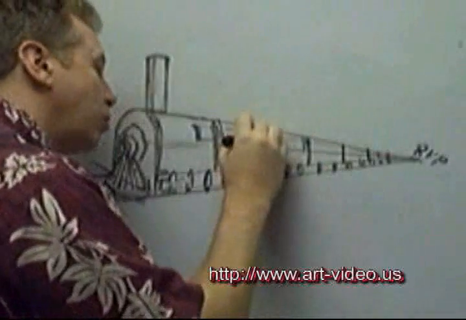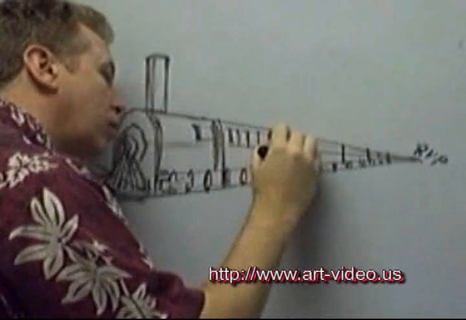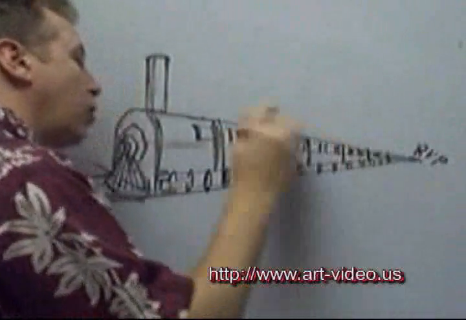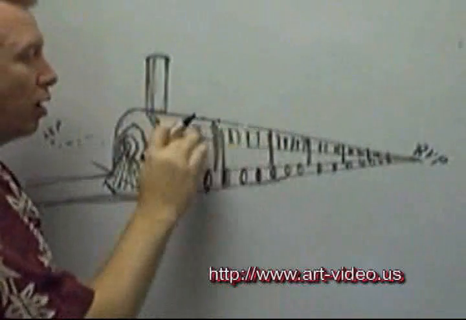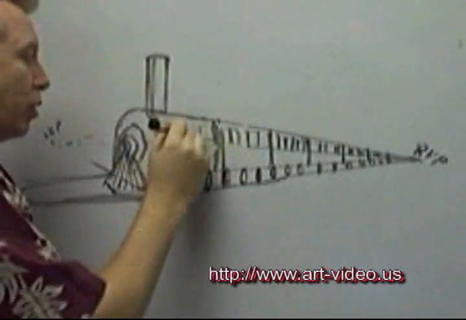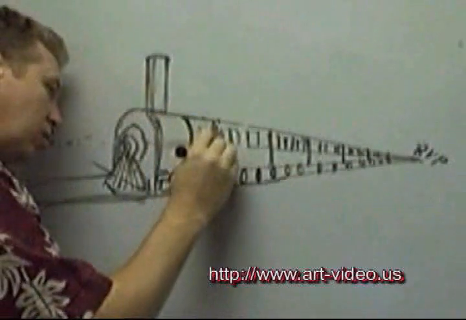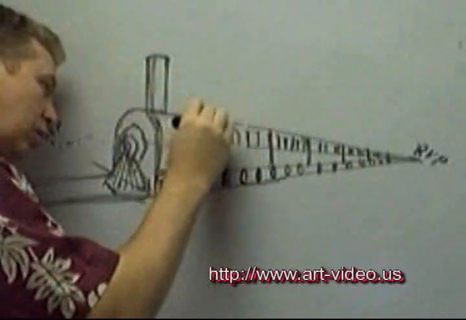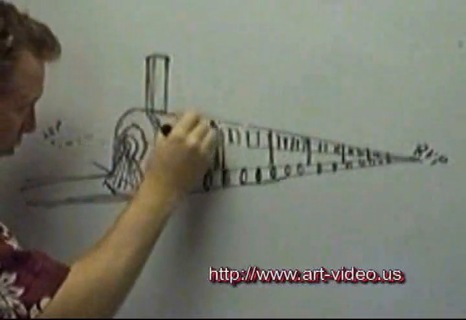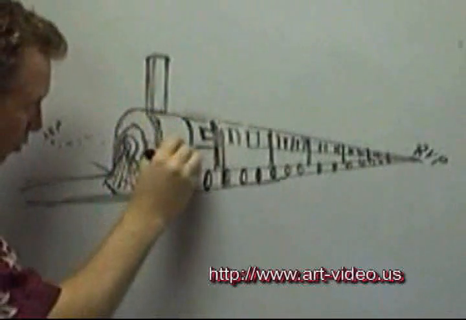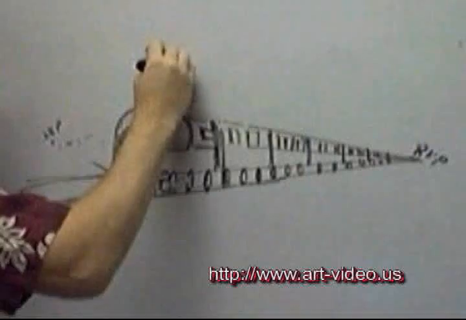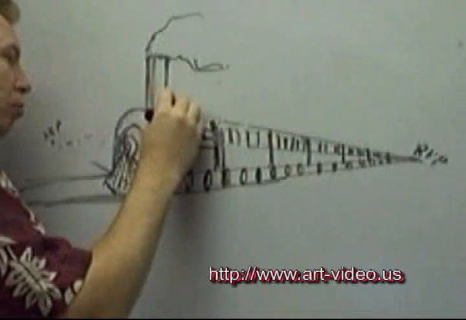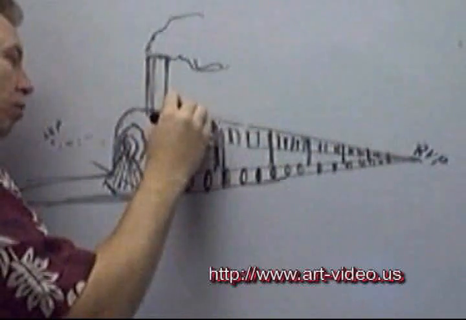Here, you can have the little windows in your cars. You don't have to draw every window. You just draw like an indication of some of the windows. I can put some smoke coming out of the top. Another little thing right here. I think there's like a little bell or thing that fits up here on the top.